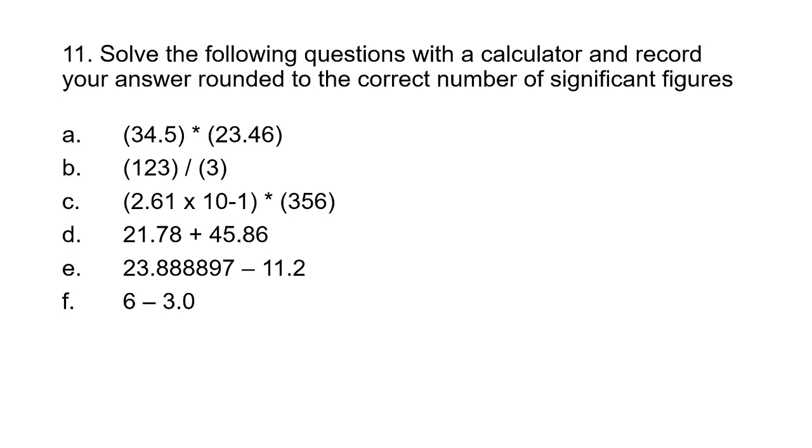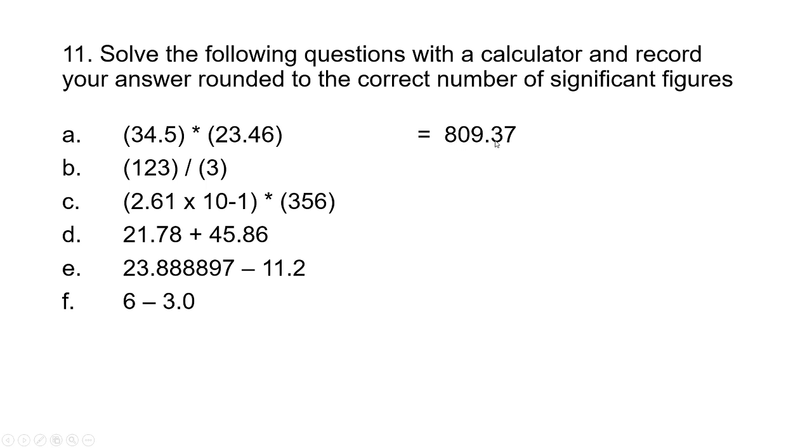Moving on, number 11. Solve the following questions with a calculator and record your answer rounded to the correct number of significant figures. So this is basically calculator work, and then we have to round based on sig figs. So letter A, when you plug that into your calculator, you should get 809.37. Now, if we look at the numbers we're multiplying by, here I have 3 significant figures, here I have 4. When multiplying, you want to select the smallest total number of significant figures. So 3 versus 4 means I have to round this answer to 3 significant figures. So 809 is what I would report.